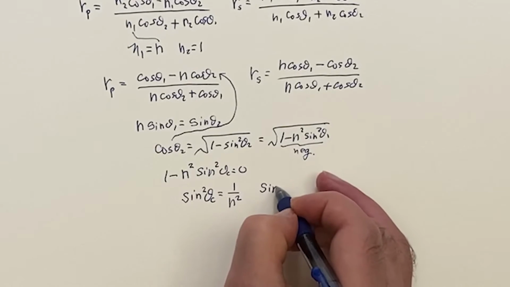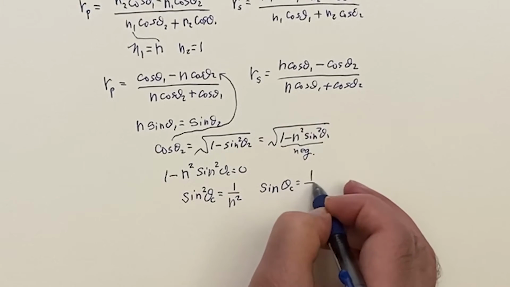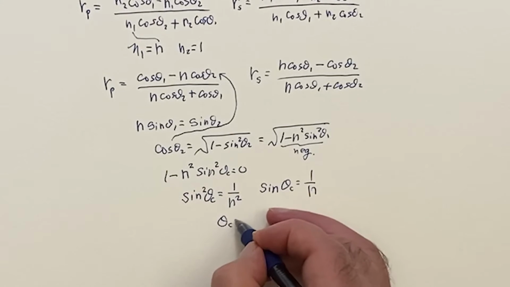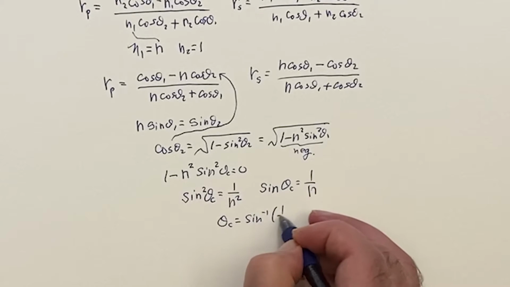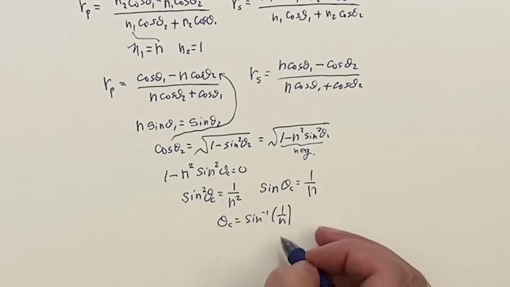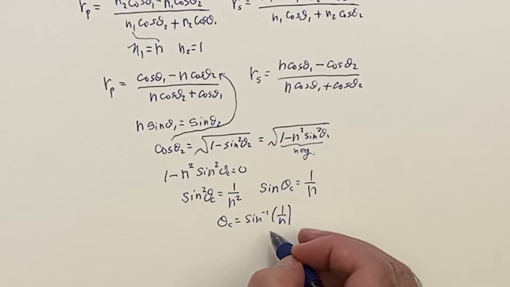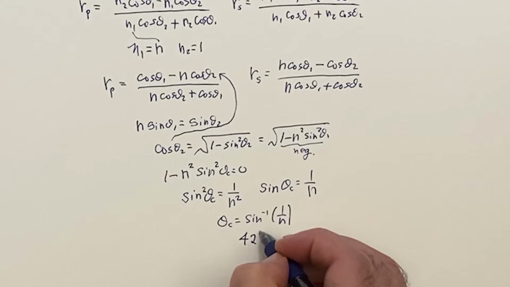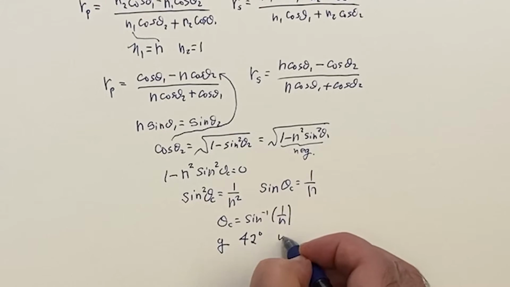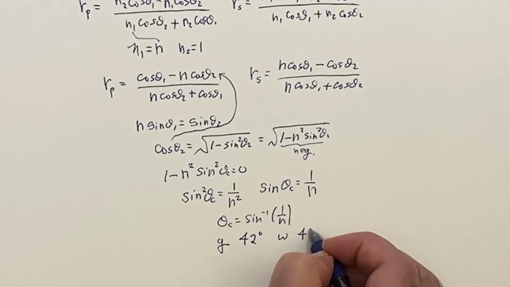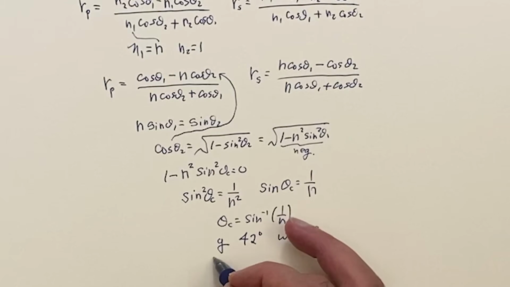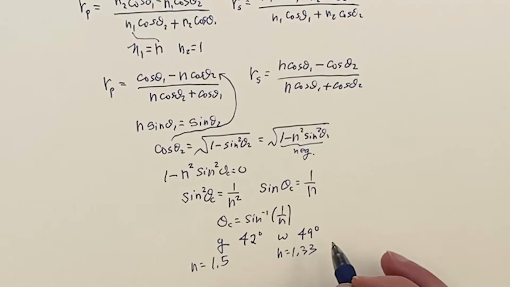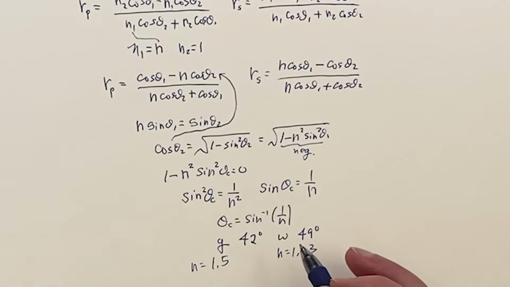So that means the sine of the critical angle is 1 over n. And if we then solve for the critical angle, we want the arc sine of 1 over n. And for water and glass, if you plug in some numbers, you'll get 42 degrees for glass, and for water, you will get 49 degrees, just by putting in the 1.5 or the 1.33. That's nice, the critical angle shows up.